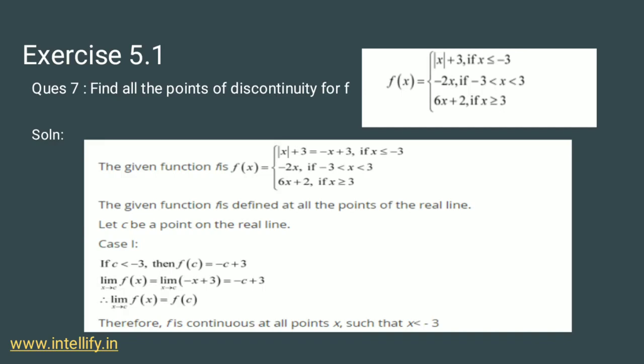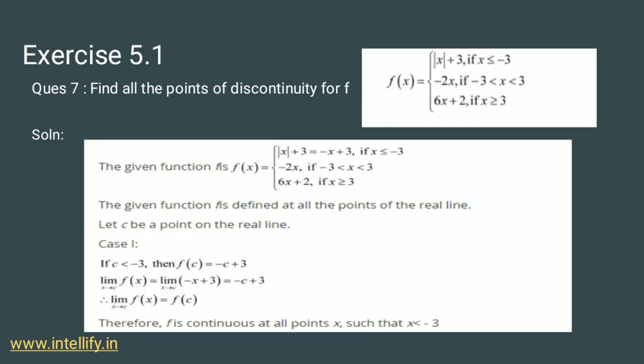So for the first, we are taking case 1 where c is less than minus 3. So it will lie in the first branch. First calculating f of c at that point, which is equal to minus c plus 3. Also we have slightly simplified our f(x) because for the first branch it is given to be mod x plus 3. So for x less than or equal to minus 3, for mod x we have simply put minus x plus 3. This is just a simplification.